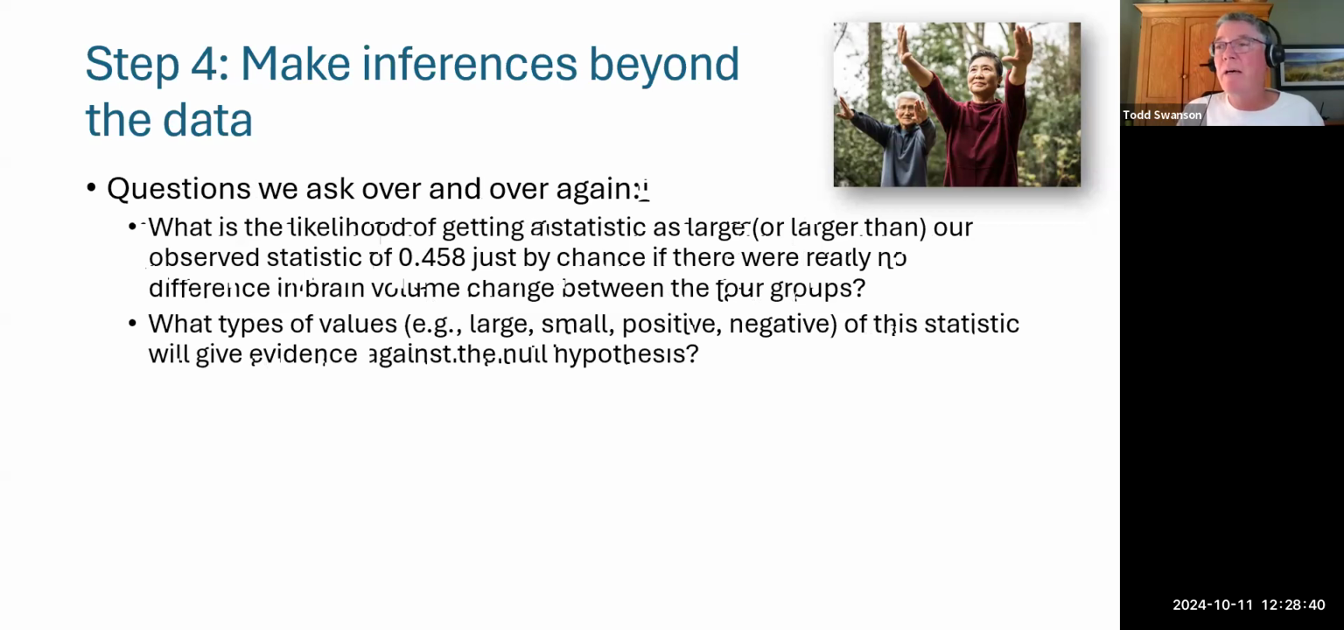And then what types of values of this statistic will give evidence against the null? So get them thinking that, oh yeah, larger mean group diff statistics are going to give evidence against the null. Smaller ones won't. Same thing with the chi-squared, same thing with the F statistic. It's all the same.